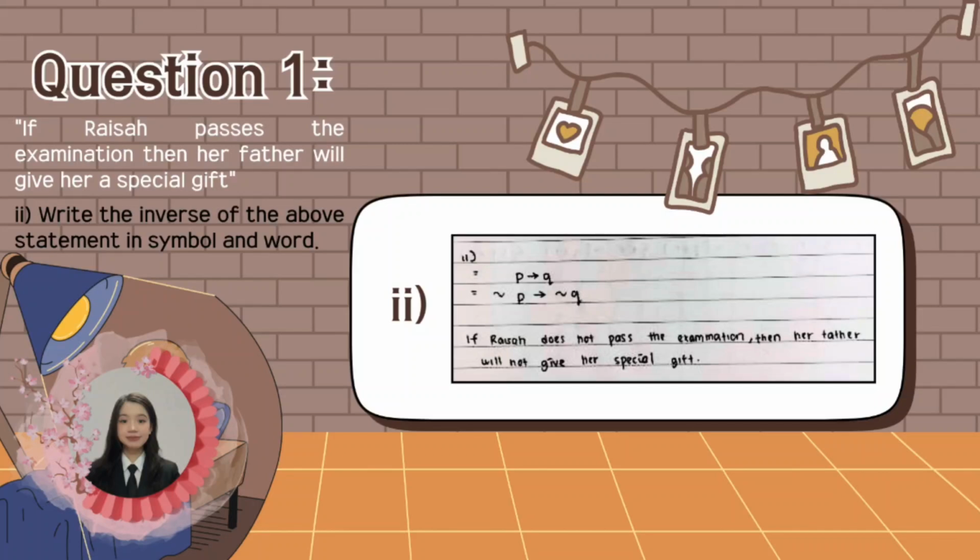Next, we're asked to find the inverse. So the inverse is formed by negating both P and Q but keeping the same order. So my answer for the inverse: if Farsa does not pass the examination, then her father will not give a special gift.